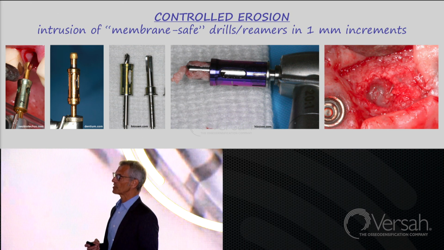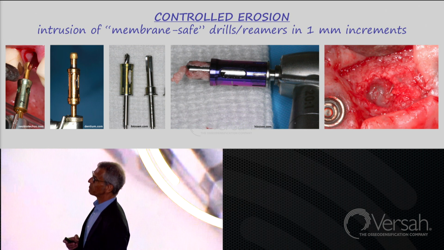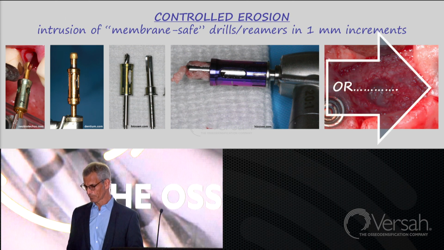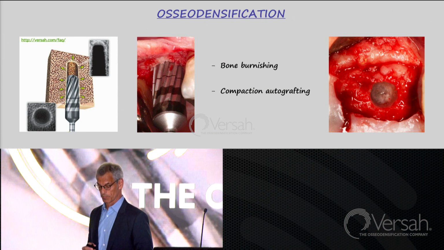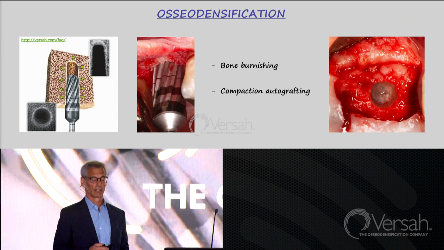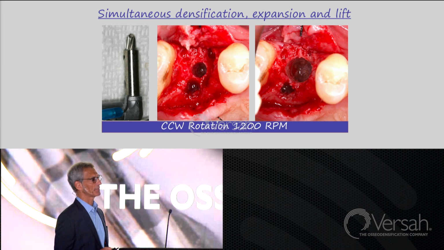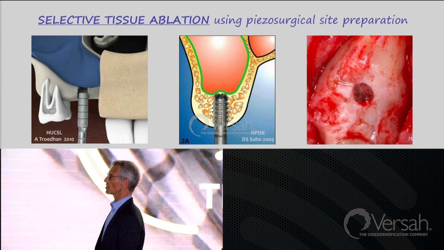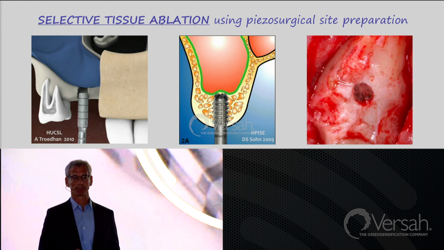I especially liked these burrs because they collected a good deal of autogenous bone, and you see how they advance a bone plug in front of the drill to protect the membrane. Alternatively, we can do osseodensification, which we have heard so much about. Bone burnishing, compaction, autografting, running these burrs in reverse, densifying, expanding, and lifting. And the third option, selective tissue ablation using piezo surgery, a safe but painfully slow mechanism.